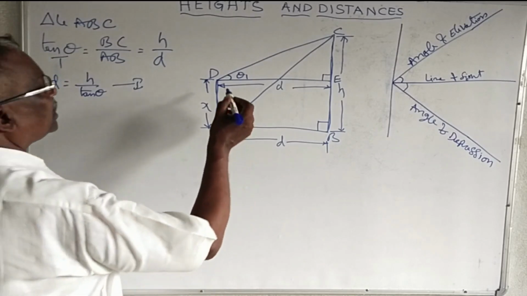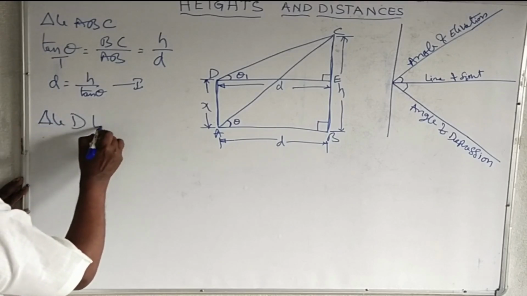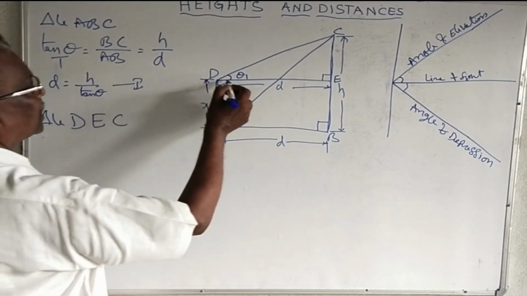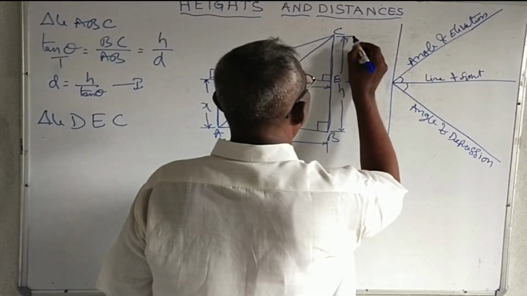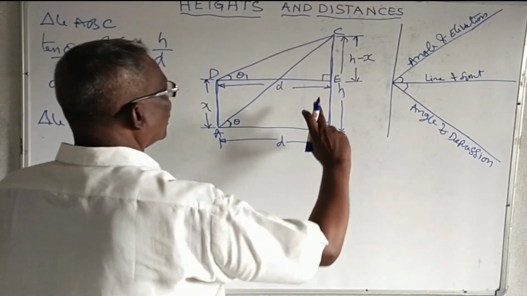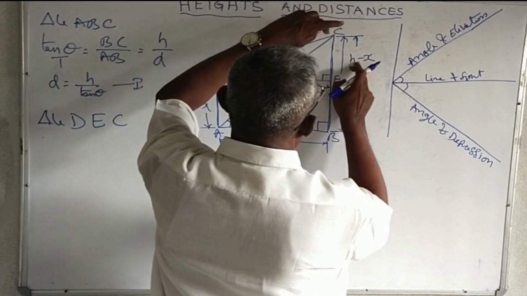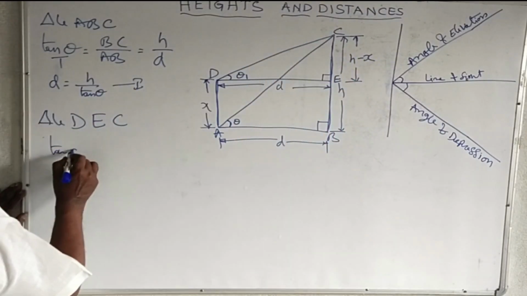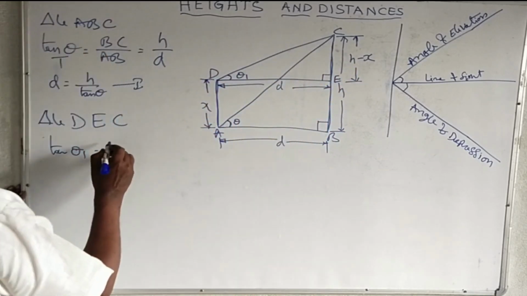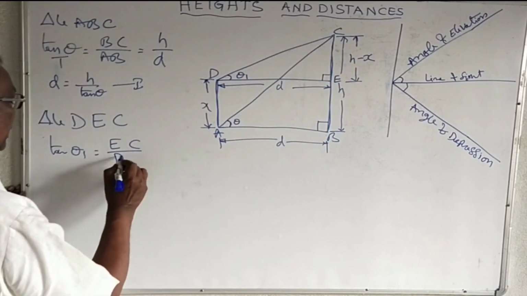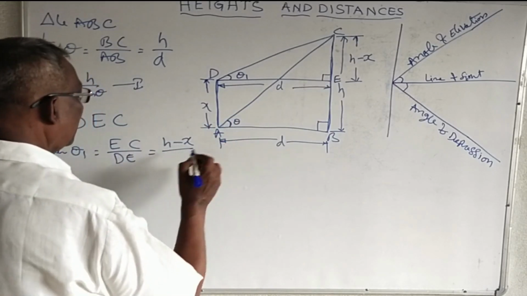Next, in triangle DEC, in triangle DAC, here this is x, so that means this is x. From this part, h minus x, this part is x, overall length is height h, so this part is h minus x. In triangle DEC, tan theta 1 is equal to opposite side by adjacent side, that is EC by DE. What is EC? H minus x by DE, D.